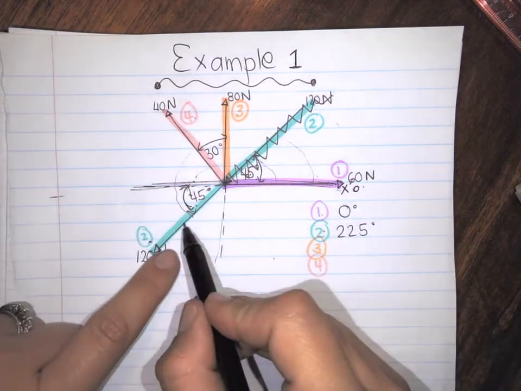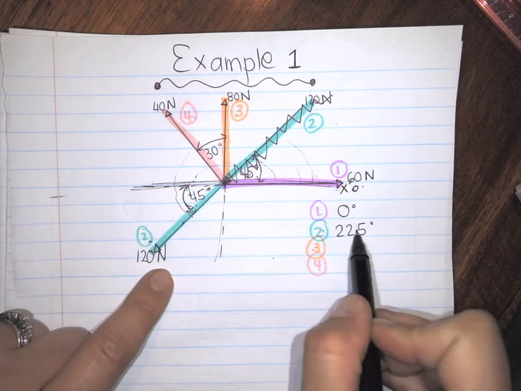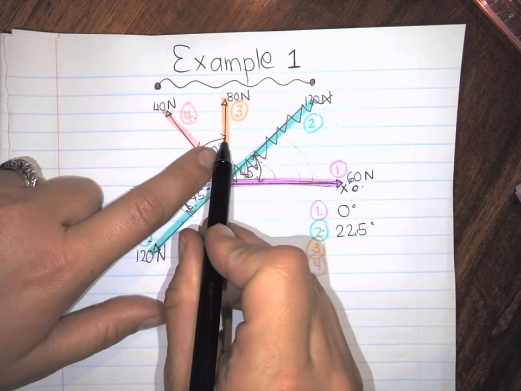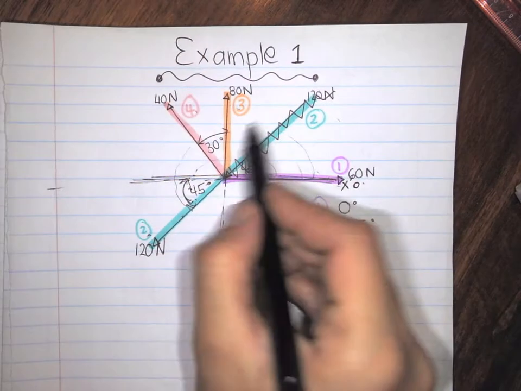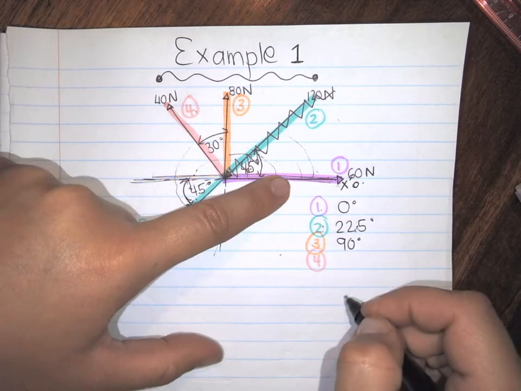So all the way from the blue to the purple line is 225 degrees, and this is the angle that we're going to use. Then number 3, from the orange to the purple, now you can see that there is a 90 degree block. Okay, so that means it is 90 degrees to the purple line, the 0 line.